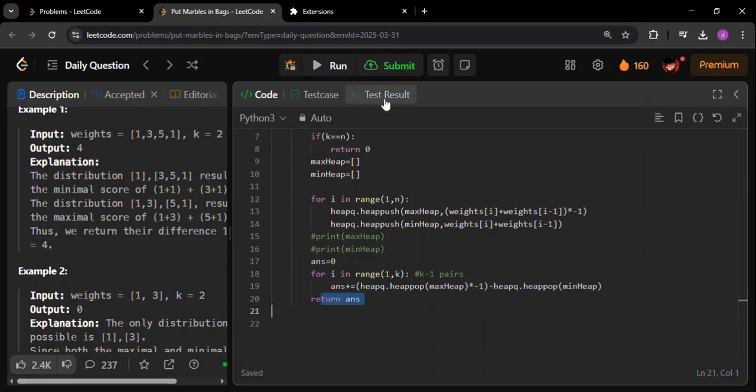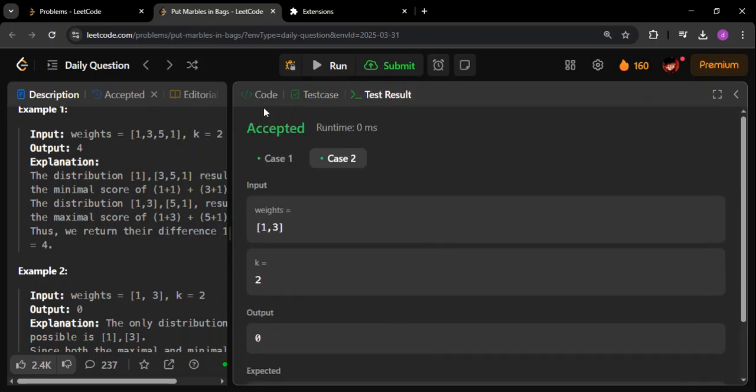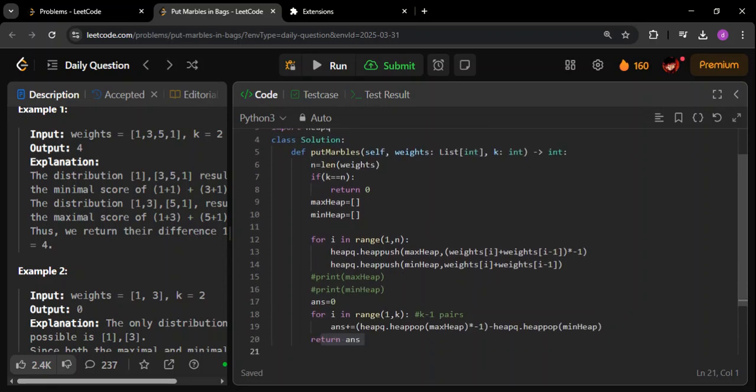Let me quickly run this and show it to you. As you can see, this is clearing all the test cases. So this was the code. And the idea here is, we are not sorting it. Why are we not sorting it? Let us say you have 10 power 5 elements. In this constraint, it's basically 10 power 5.